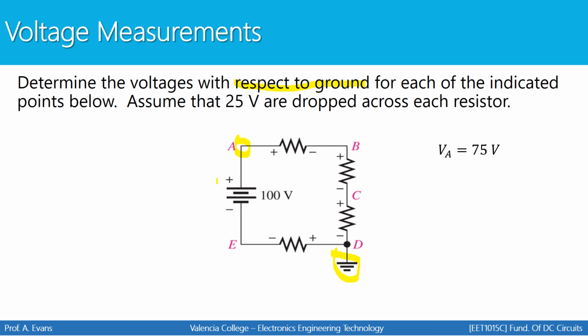So if I take the voltage from point A to ground, that means I have 25 volts here, plus 25 volts here, plus 25 volts here. The voltage from point A to ground is 75 volts. Alternatively, I could have gone this way and said, well, the voltage from point A to ground is 100 volts minus the 25 volts here. 100 minus 25 is 75.